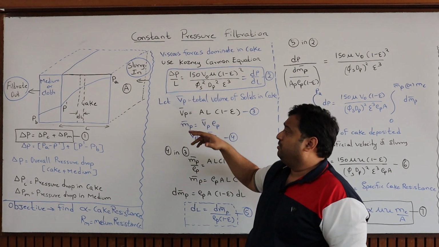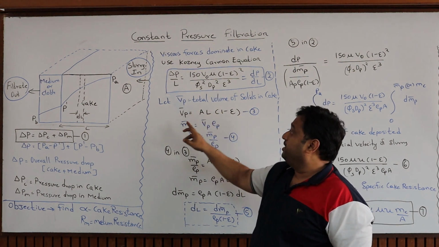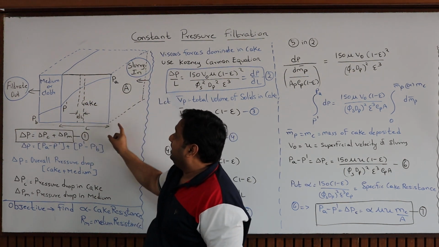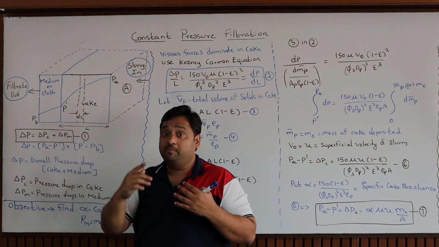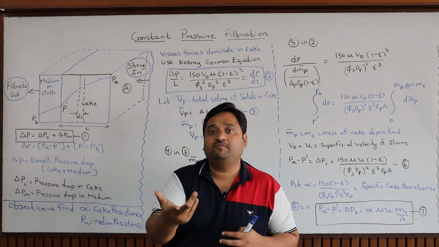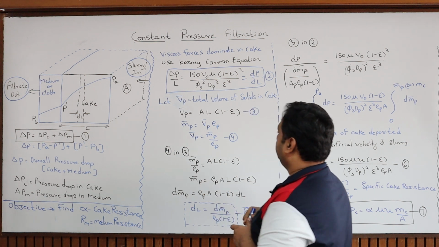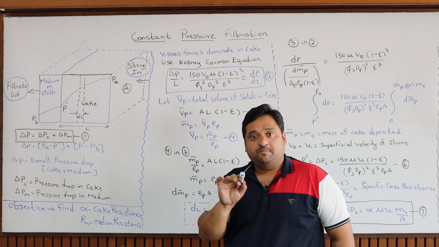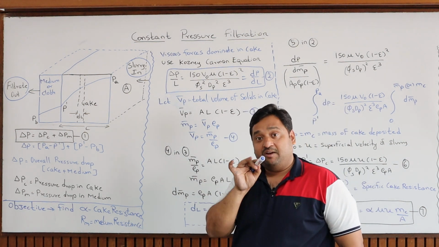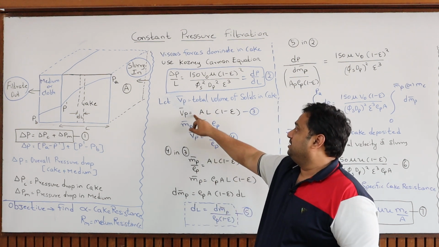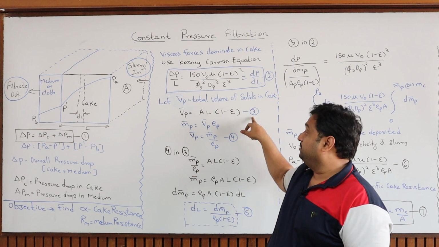I have to substitute for V bar P. The total volume is nothing but area A into length L. In this total volume, what is the volume of the particles? That is the total volume into 1 minus porosity, because epsilon is the porosity, the empty spaces, and 1 minus epsilon is occupied by the particles. So the volume of the particles is A into L into 1 minus epsilon.